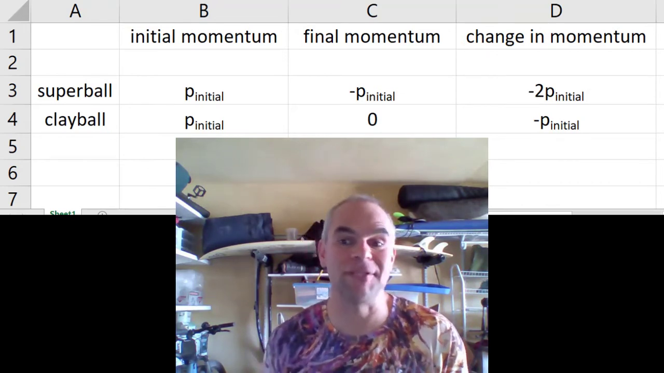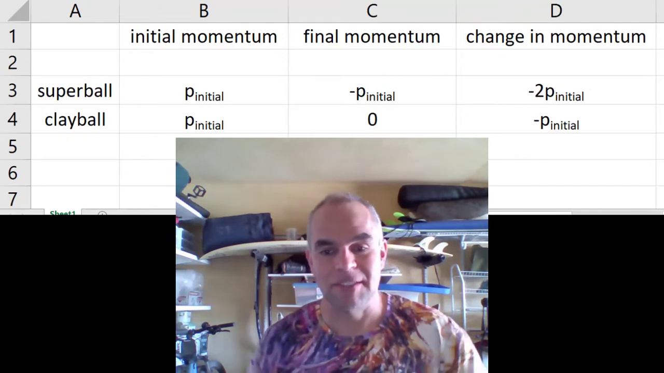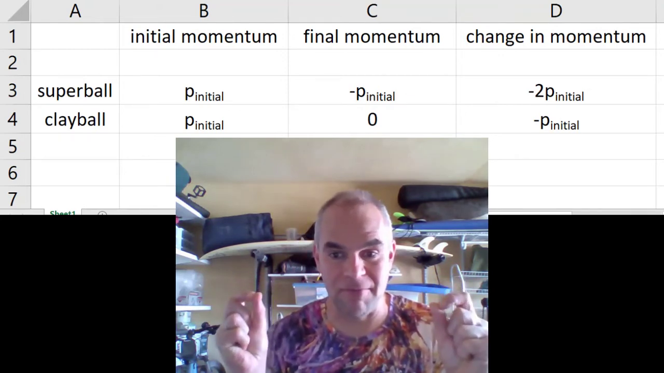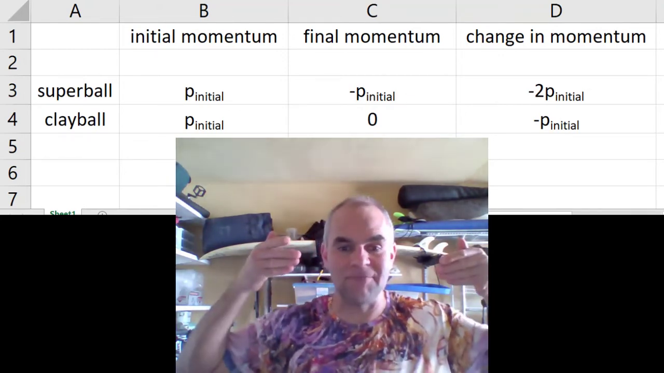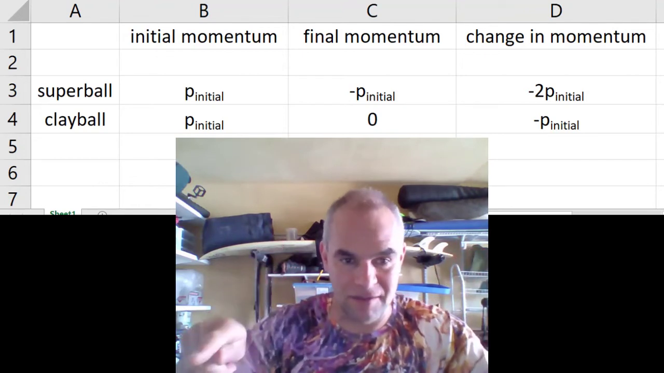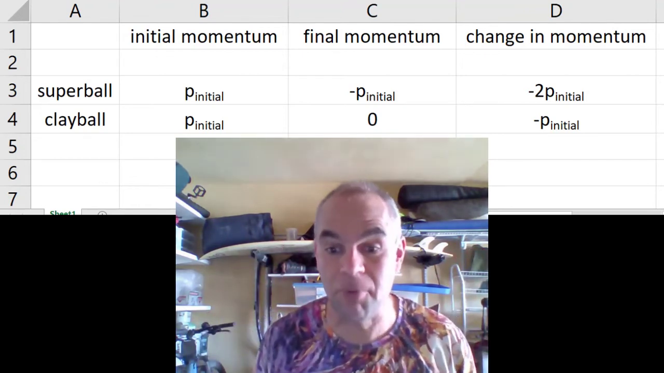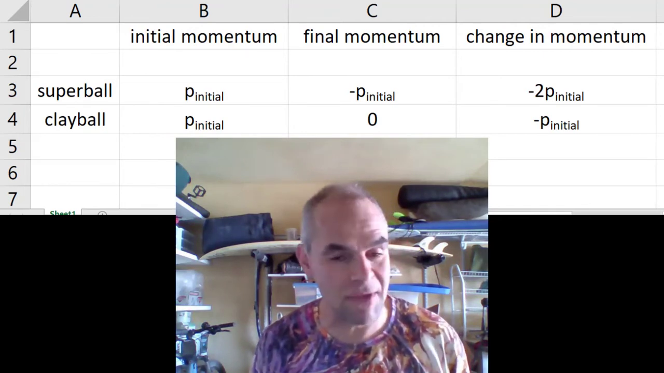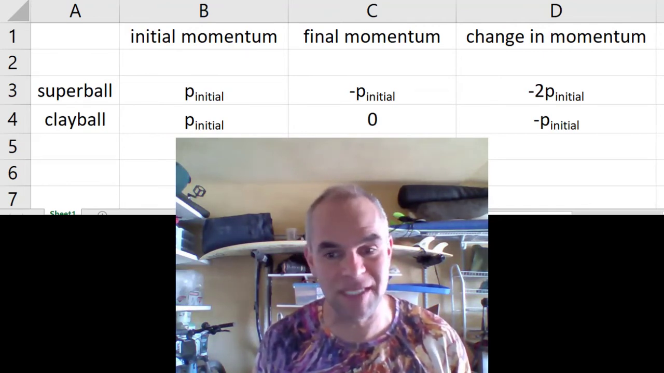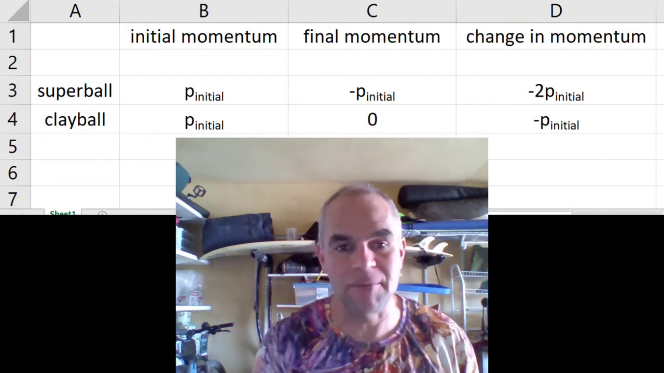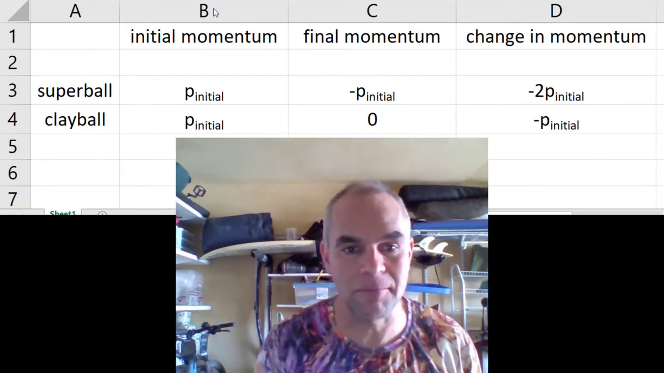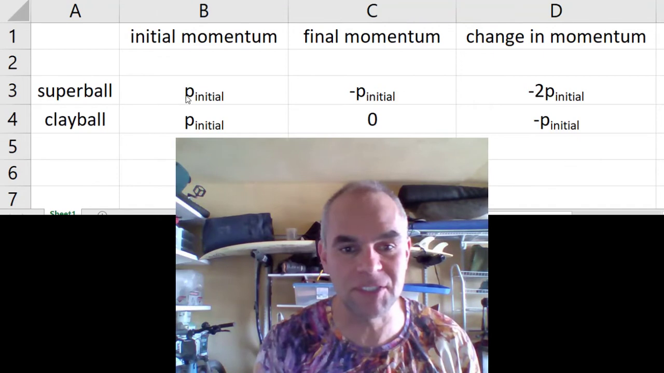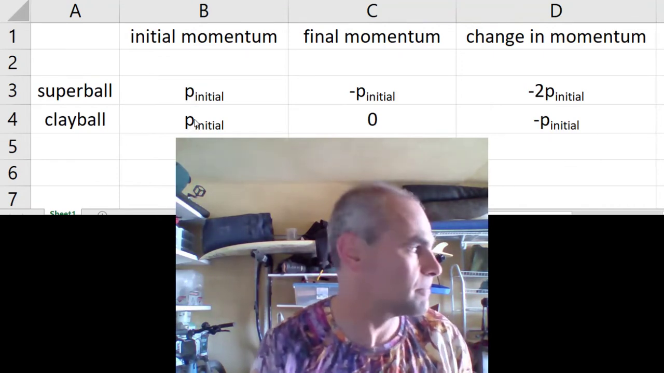And so here's where we can really apply this idea. Since the super ball and the clay ball both have the same amount of mass, and since I'm raising them to the same height, when they hit the wooden block, they're both going to have the same final velocity. Keep that in mind. If they have the same mass and the same final velocity, they're going to have the same momentum in both cases. I'm going to call that momentum what I have here in column B, the initial momentum, P initial. And both the super ball and the clay ball have that same initial momentum.